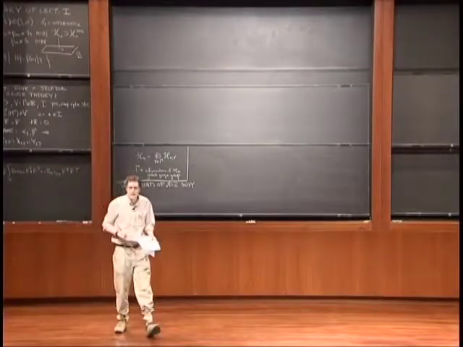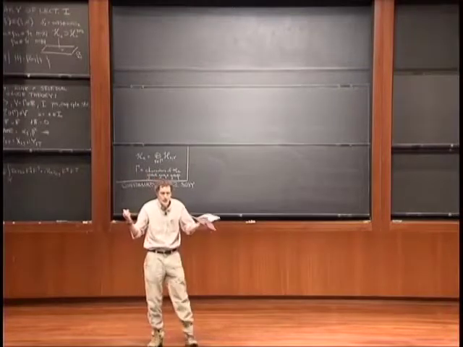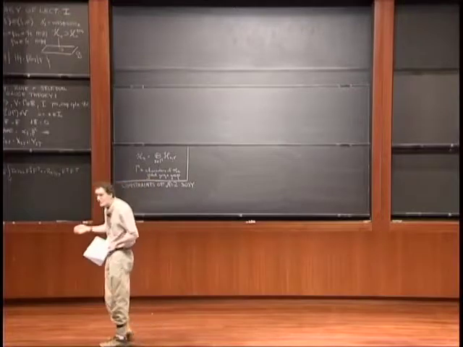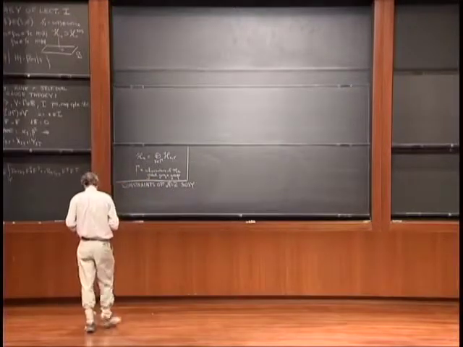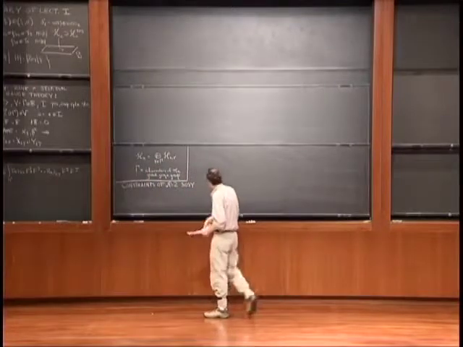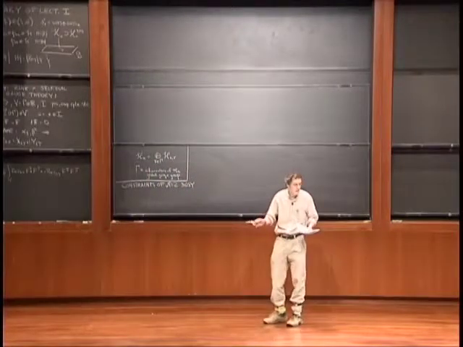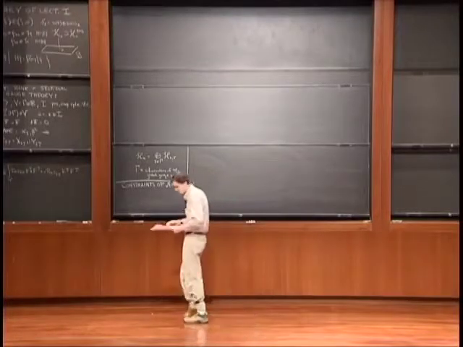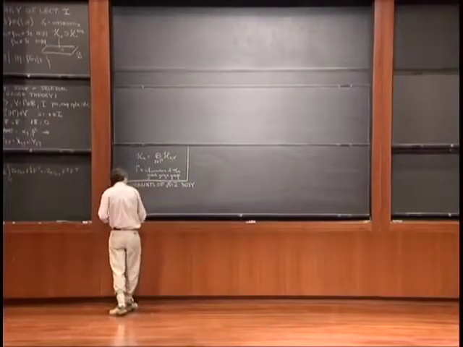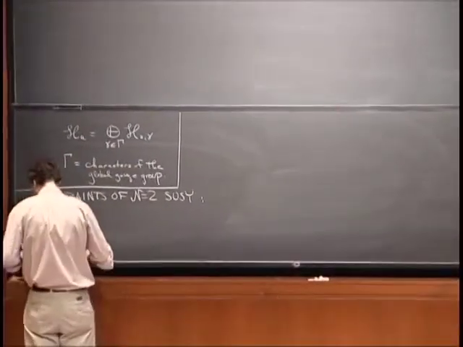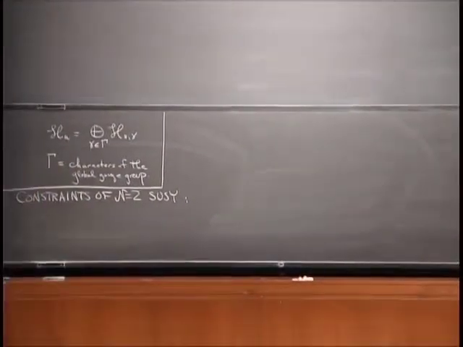And we know one thing. We know that at low energies, the action is still N equals 2 supersymmetric. So what constraints does N equals 2 supersymmetry impose? That's a complicated story, and we're not going to derive it here. What I'm going to do is tell you the answer. So it turns out that the constraints of N equals 2 supersymmetry say, what do you mean by a global gauge group?